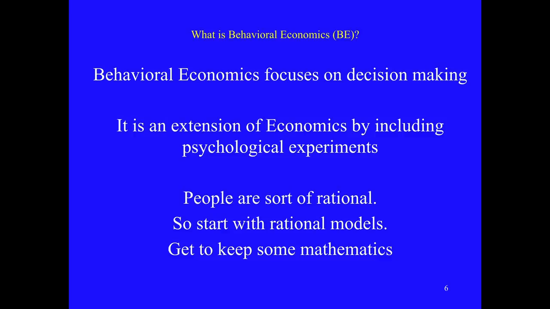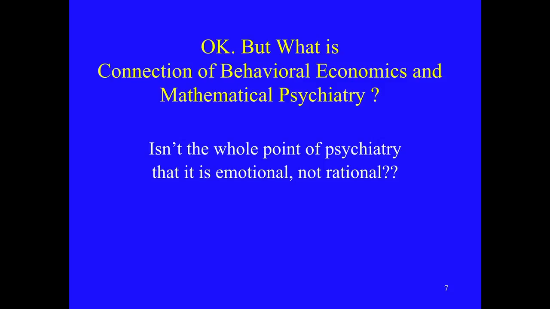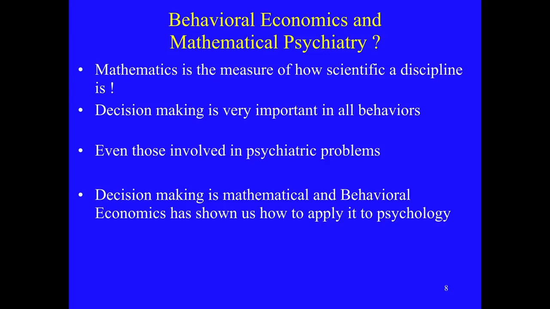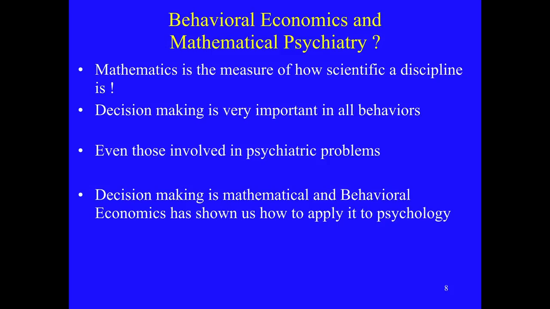Behavioral economics focuses on decision-making, as I've mentioned, and it's an extension of economics by including psychological experiments. The main point of it is people are kind of rational, and so I can start with these mathematical models as long as I adjust them. Okay, what does that have to do with psychiatry? Isn't the whole point of psychiatry that it's emotional? Well, not really. First of all, as Newton taught us, mathematics is the measure of how scientific a discipline is, and psychiatry has tried to get scientific for a long time. So decision-making seems to be important to all behaviors, even for those who are involved in psychiatric problems.